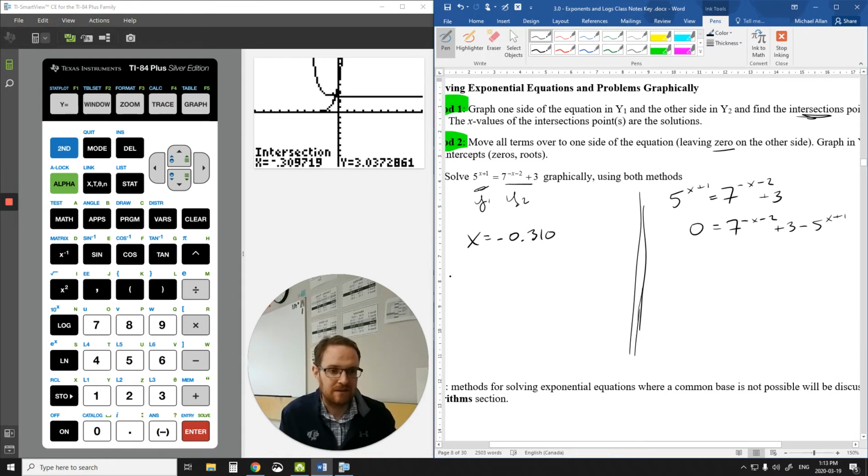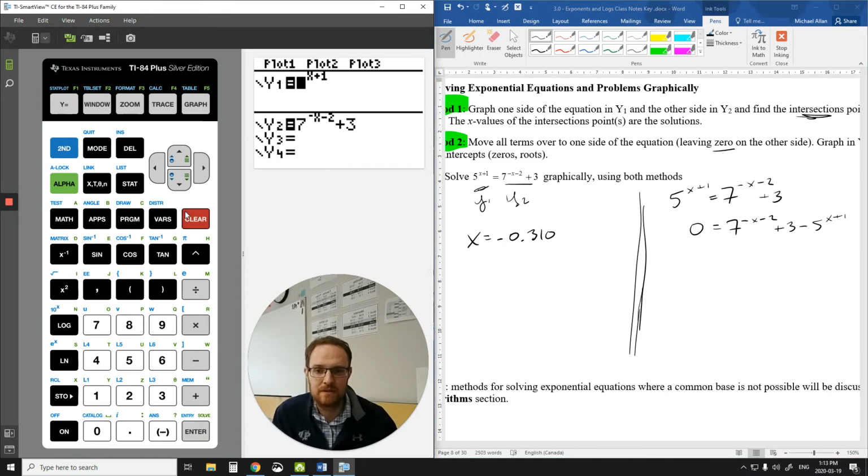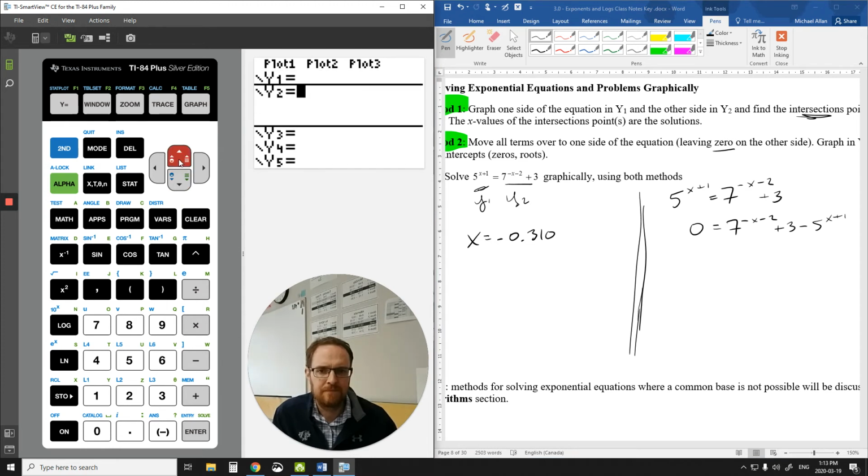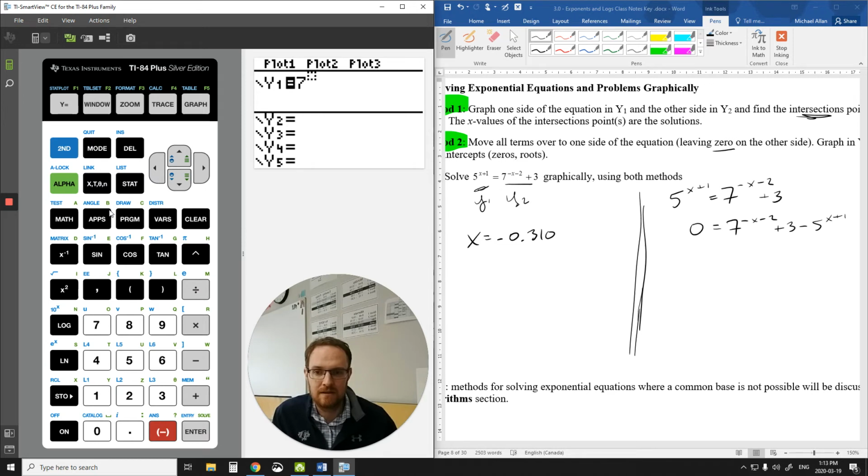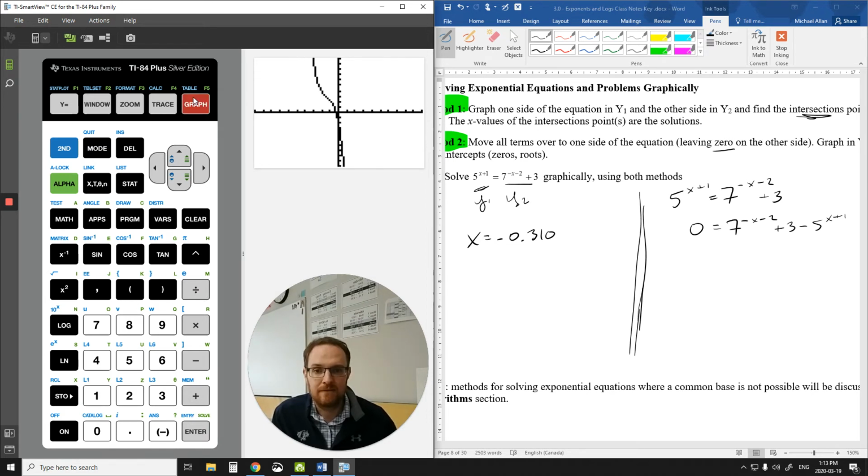Now I should get the same answer on this side over here. So let's go back to our equation. Now we're going to write this as one big equation. So we're going to go 7 to the power of negative x minus 2. And then we're going to go plus 3, and then minus 5 to the power of x plus 1. Okay, hit graph.